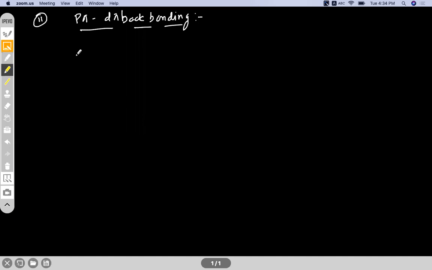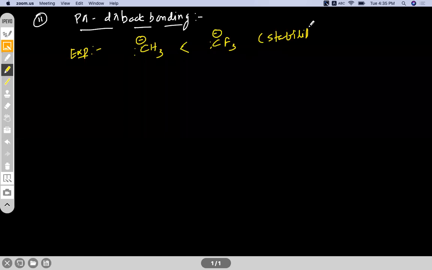Okay. So if you see here, the stability of, suppose we have CH3 negative charge carbanion and CF3 negative charge carbanion. Because of more electronegativity of fluorine, CF3 minus is more stable than CH3 minus. Stability order is this, CH3 and CF3. It's CH3 minus carbanion, it is, Prabhu. CH3 does not exist. CH3 minus is an intermediate carbanion possible.